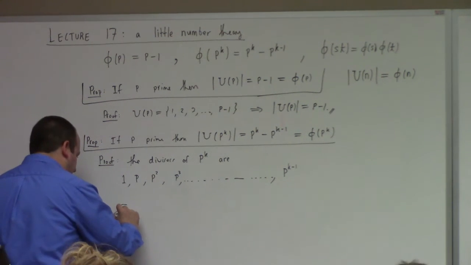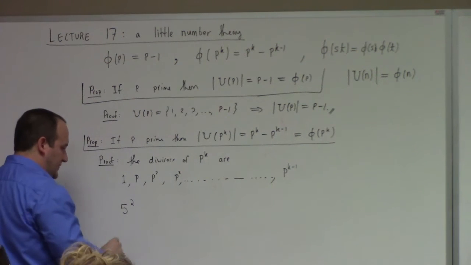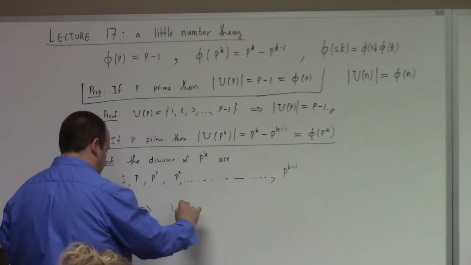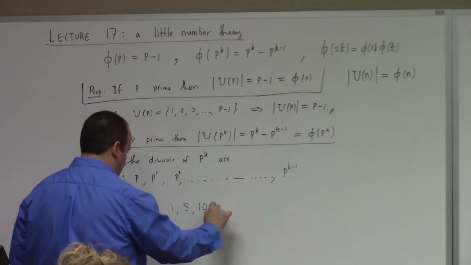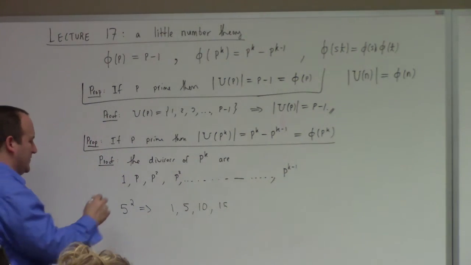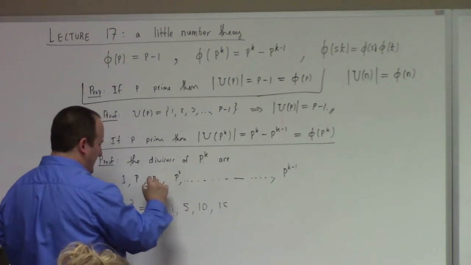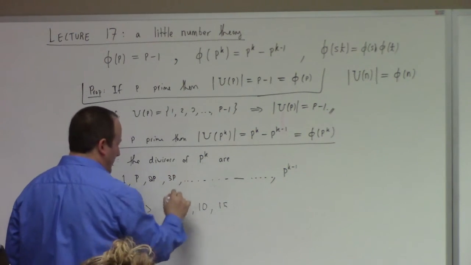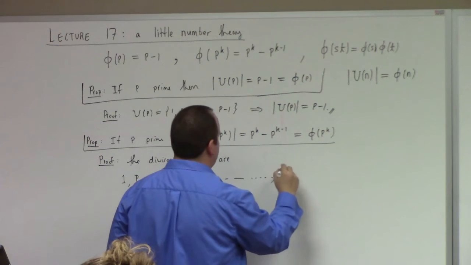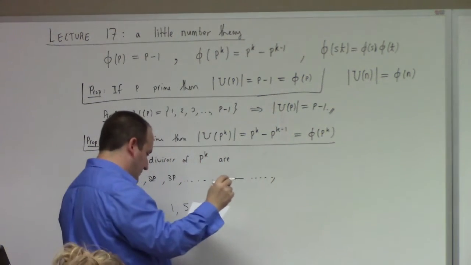Let's see here. 5 squared, right? It's 25. So this has what? 1, 5, 10, and you talked me out of something I shouldn't have got talked out of. It's 2p, it's 3p, and so forth and so on. What have you done to me?